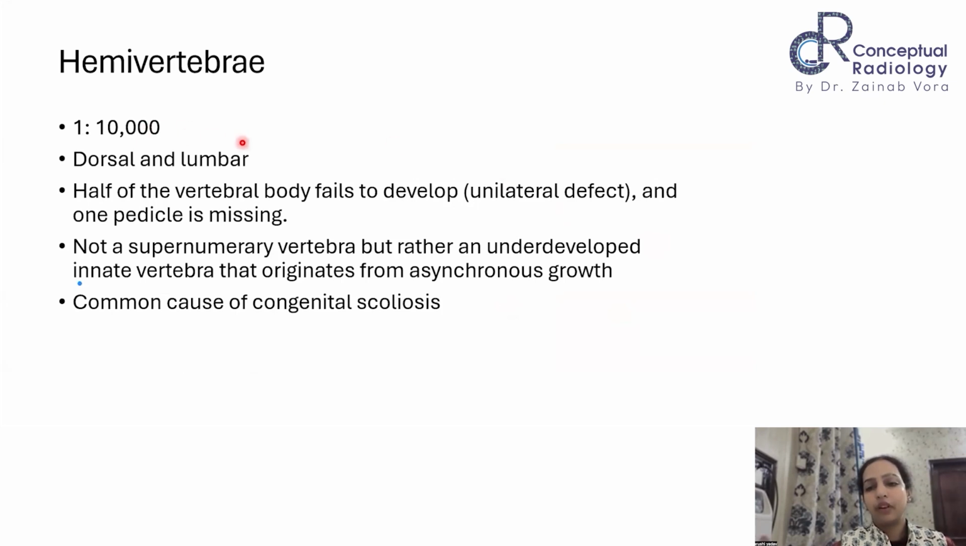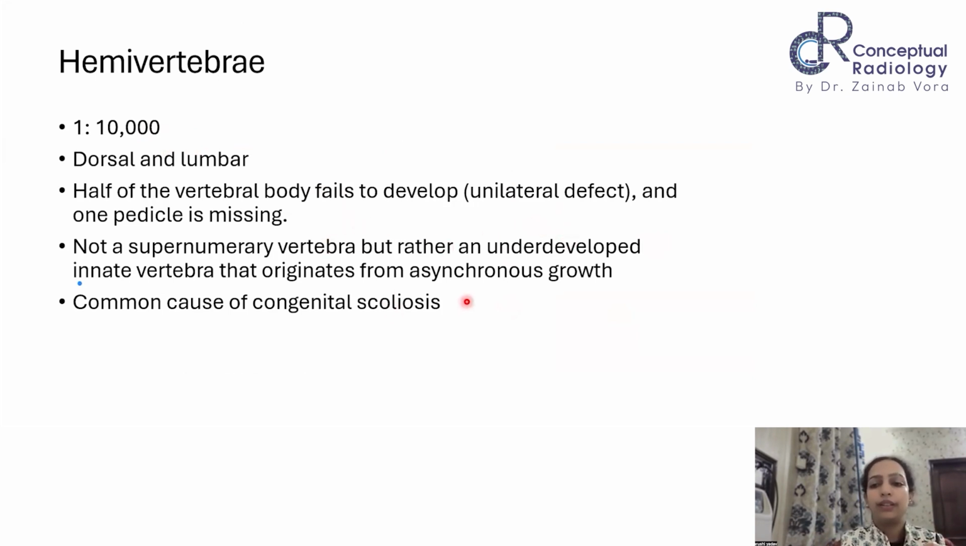So the incidence is somewhere around 1 in 10,000. The common sites are dorsal and lumbar. One half fails to develop. One aspect of the pedicle and posterior elements is also missing, and it's not a supernumerary vertebra, rather an underdeveloped innate vertebra. All right.